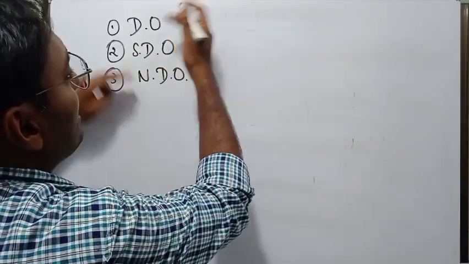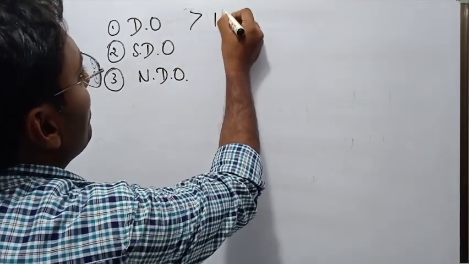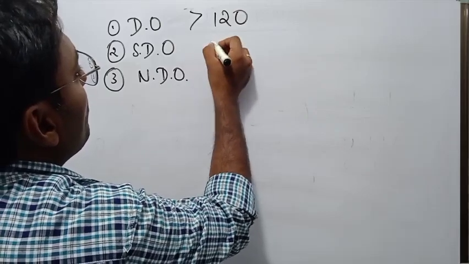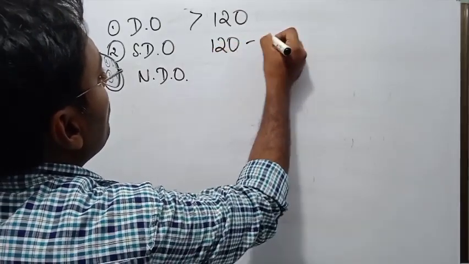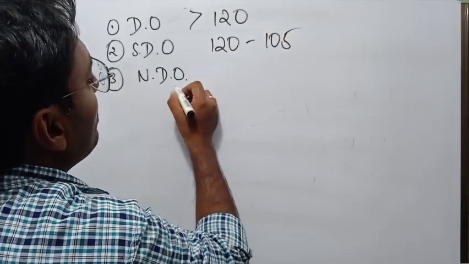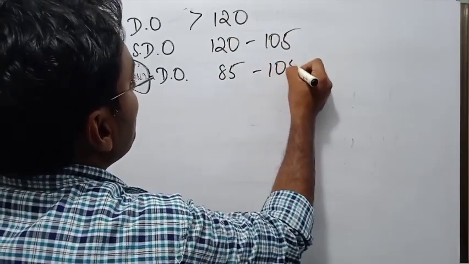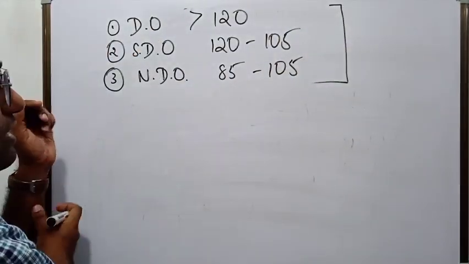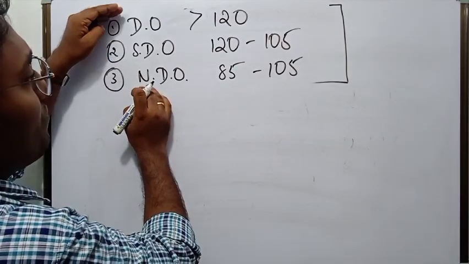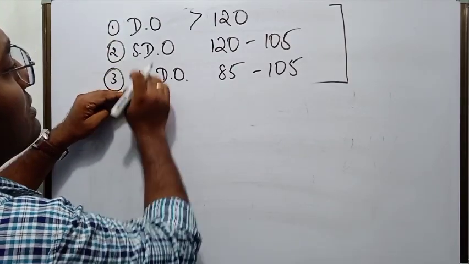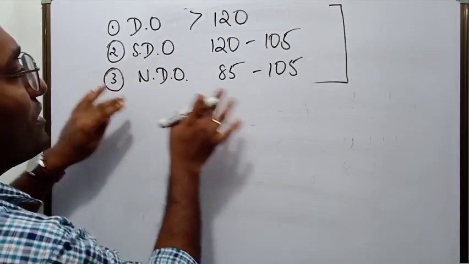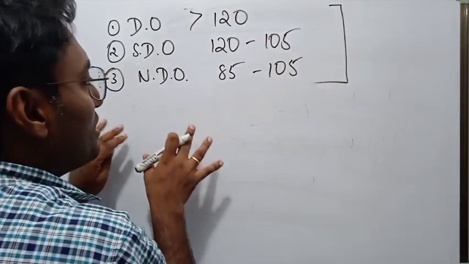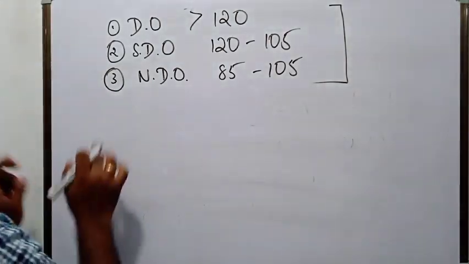Drying oil has iodine number greater than 120. Semi-drying oil has iodine number 120 to 105, and non-drying oil has 85 to 105. So this is the iodine number that they should have. If you know the iodine number, you will be able to determine which category the oil belongs to, and accordingly you can put it into use. So this is the third point.